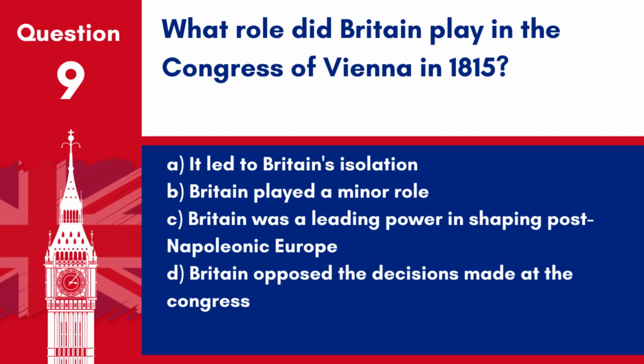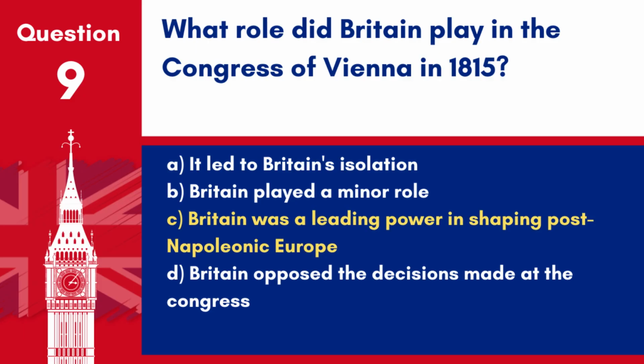Question 9. What role did Britain play in the Congress of Vienna in 1815? A. It led to Britain's isolation. B. Britain played a minor role. C. Britain was a leading power in shaping post-Napoleonic Europe. D. Britain opposed the decisions made at the Congress.